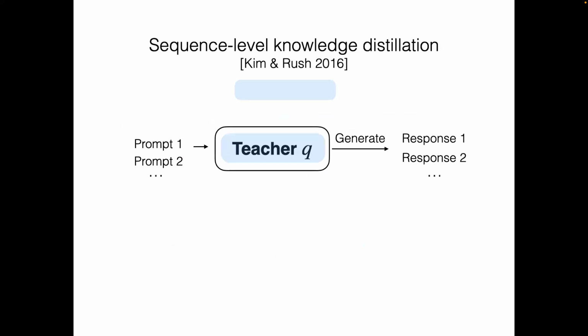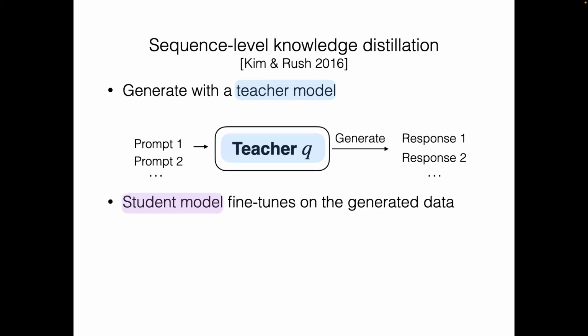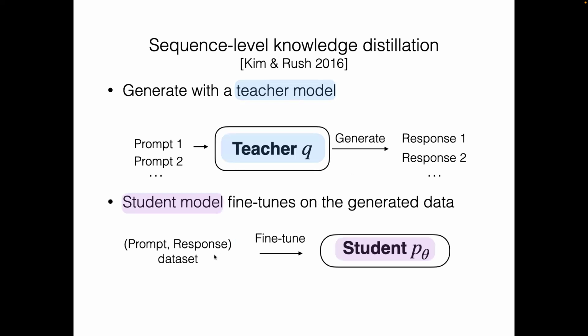So the other approach you can do is if you just have a black box model, then you can just use the model to generate these different outputs. So here's X, here's Y, and now Y will be a full sequence. And then the student model fine-tunes on the generated data, on the XY pairs. So here you have this prompt and response data set, and you fine-tune the student.